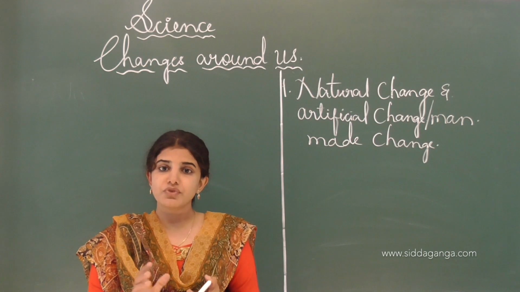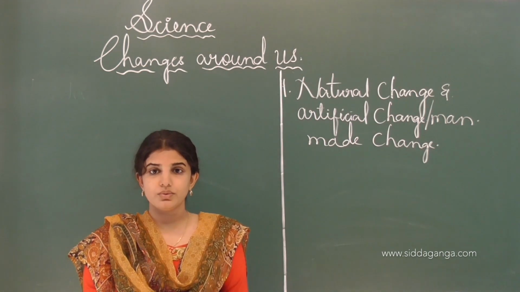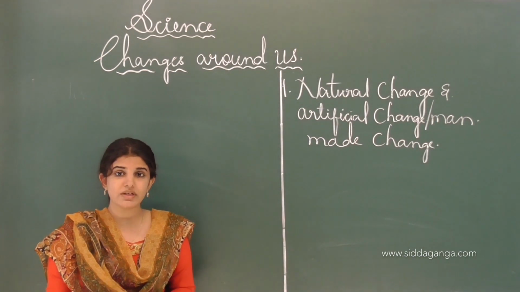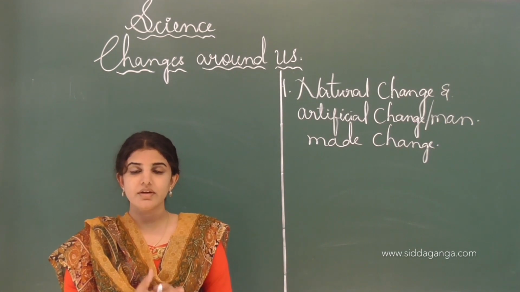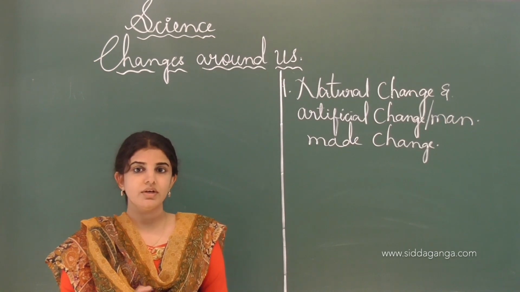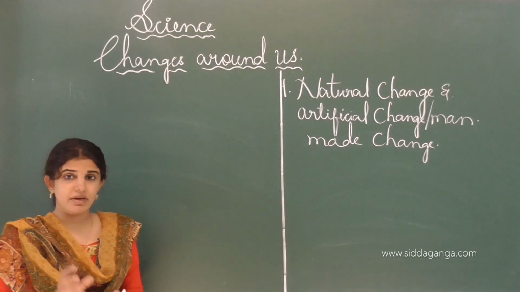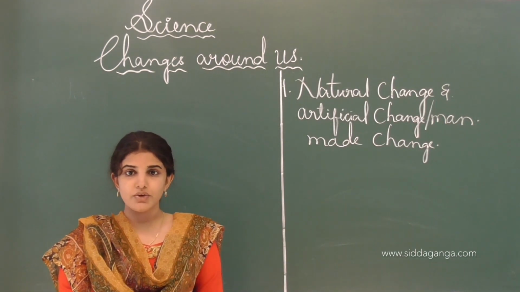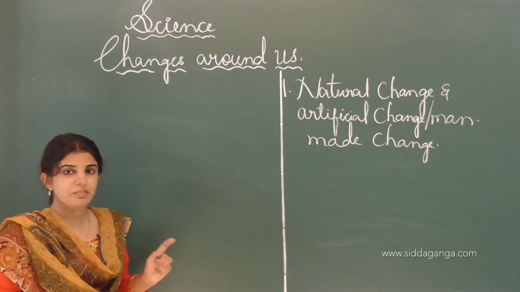Examples are food being cooked. It is in our hand to control the flame. Next is the boiling of milk or boiling of water. It is in our hand, we can control the boiling of water. See, these are some examples of man-made change, and the burning of paper is also in our hand. We can control the burning of paper. Such changes are called man-made changes.